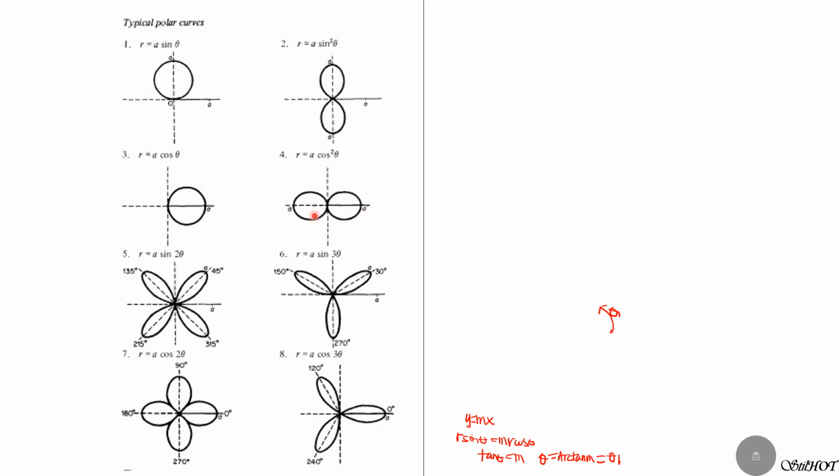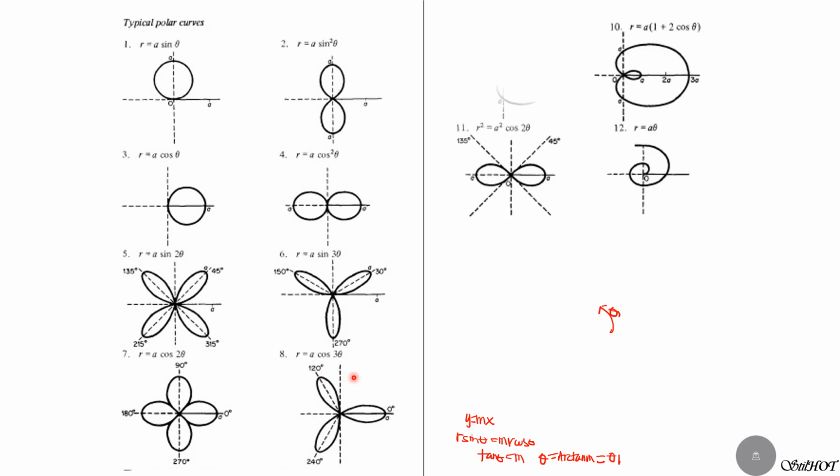You don't need to memorize, you can plot and verify that these are the graphs. So r equals a sine 2 theta, r equals a sine 3 theta. This is r equals a cosine 2 theta, r equals a cosine 3 theta. And for this, similar to earlier, the cardioid, r equals a quantity 1 plus cosine theta, then r equals a quantity 1 plus 2 cosine theta, that's the shape. Then this is r equals a theta, r squared equals a squared cosine 2 theta, and so on.